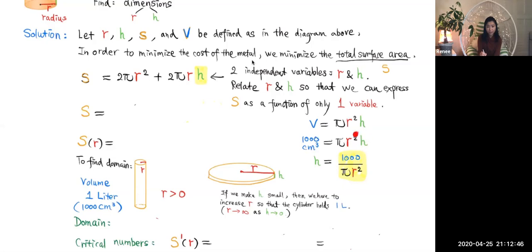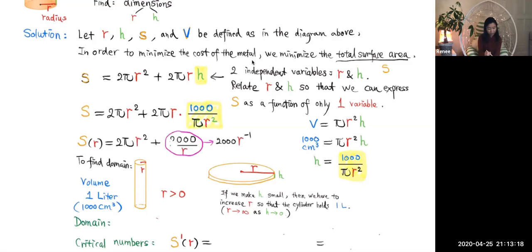Now we want to express one in terms of the other. It looks easier to express h in terms of r, so we isolate the h. H is 1000 divided by pi r squared. Now we substitute this back in for h, then we come up with this. Now we simplify it: the pi r divides out, and 2 times 1000 is 2000.